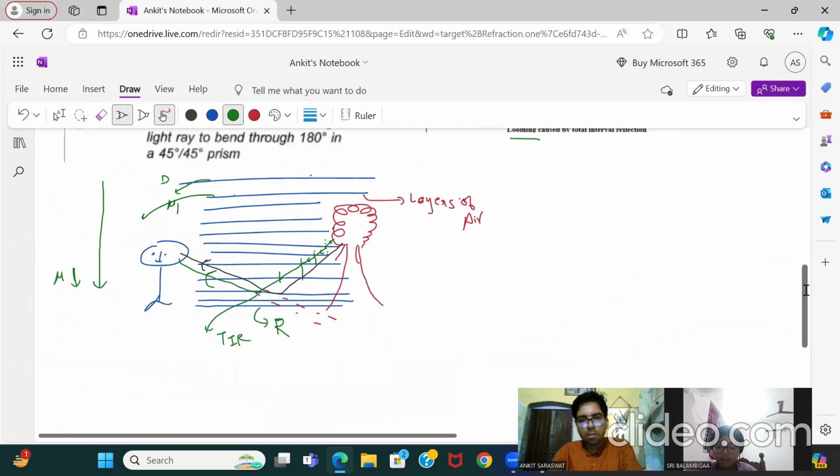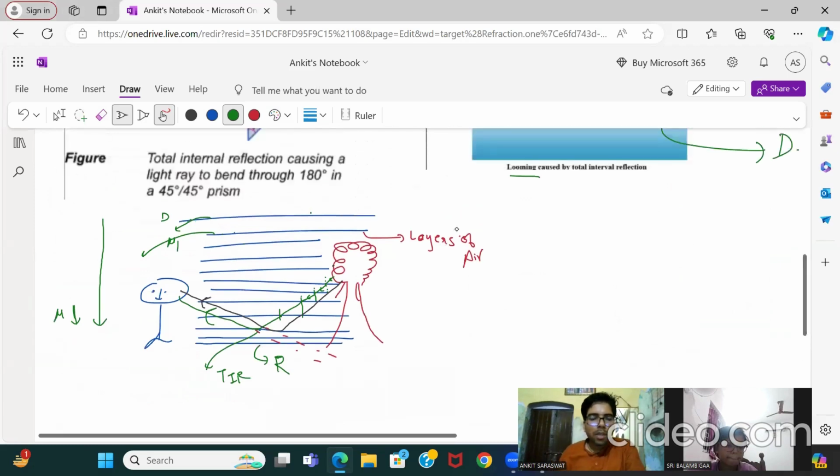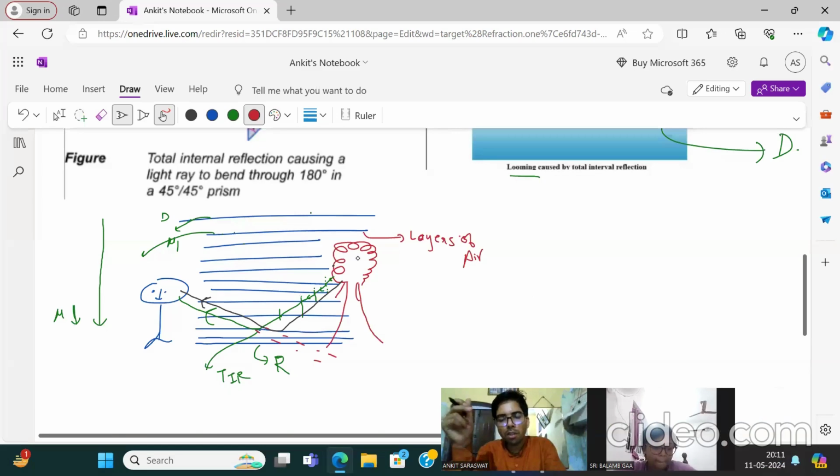See, mirage is mainly found in the desert area where the temperature is very, very high. Like the nomads you have learned about, they are moving in the desert area and they are thirsty. While moving in the desert, some illusion happens. They think there is some water nearby. And how do you understand whether water is there or not?